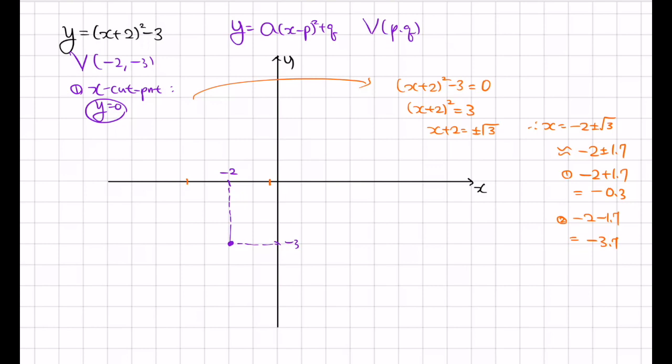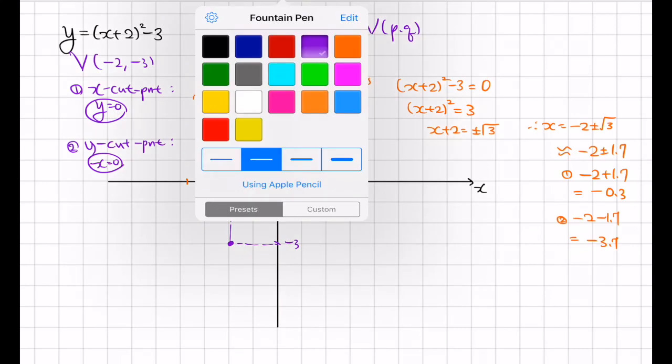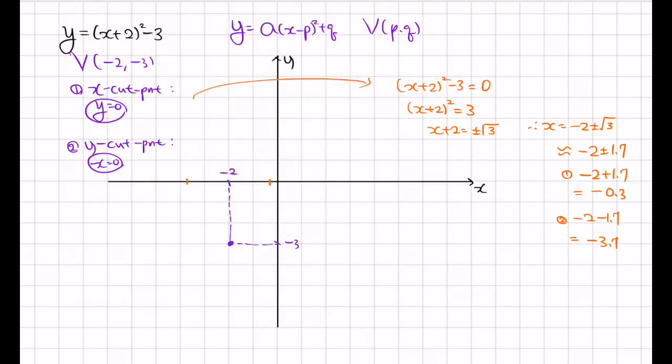In order to get the y cutting point, we need to substitute x as 0 for this case. So when x is 0, let's substitute it in. It'll become 0 plus 2, squared, minus 3, is going to be y. Now 2 squared is 4, 4 minus 3 is 1, therefore the y cutting point is going to be 1, so this is going to be the y cutting point.